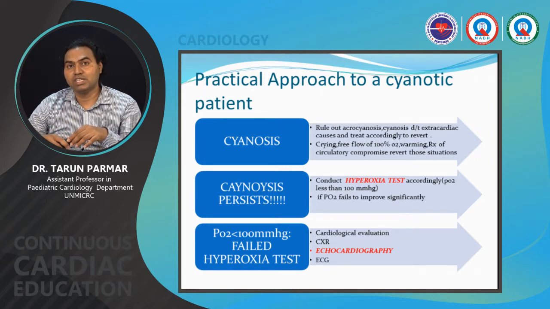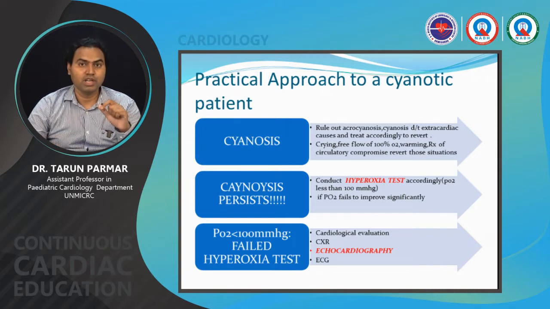In this hyperoxia test, if PO2 improves significantly, that rules out cyanotic CHD, but if PO2 fails to improve, then you can tell that this is a cyanotic CHD condition. So PO2 less than 100 millimeters of mercury is a failed hyperoxia test. Then you have to go further for another evaluation. In that case, you have to do chest X-ray, echocardiography, and ECG. Echocardiography is the hallmark in this situation.